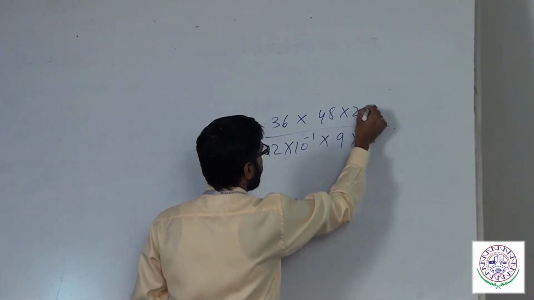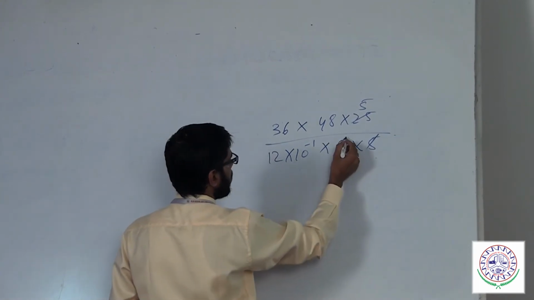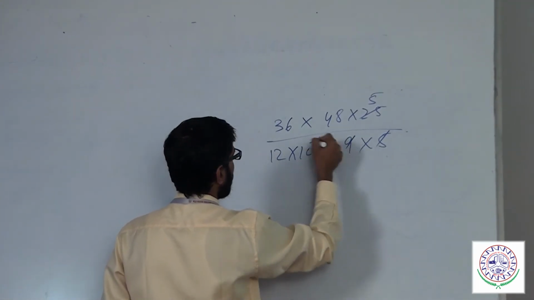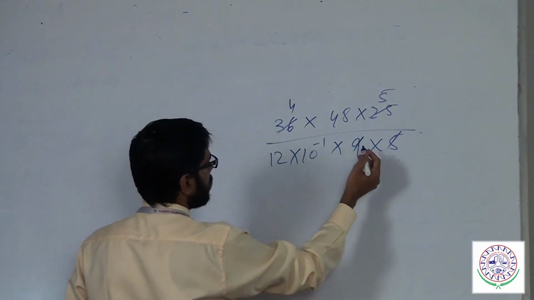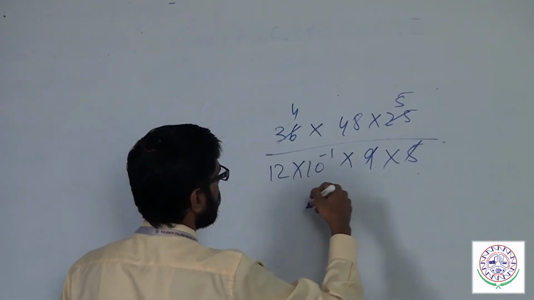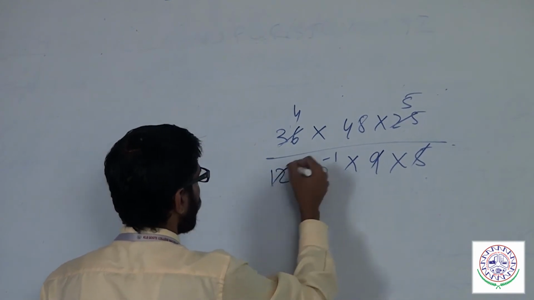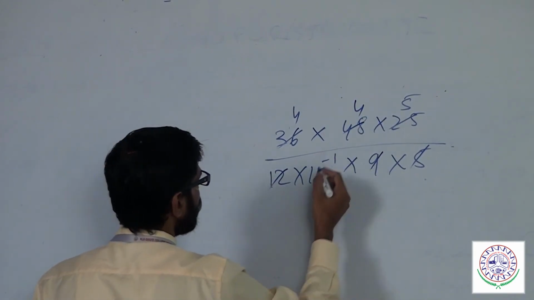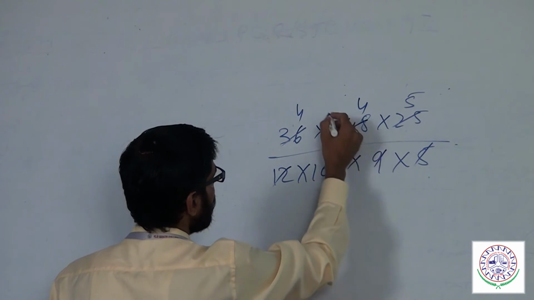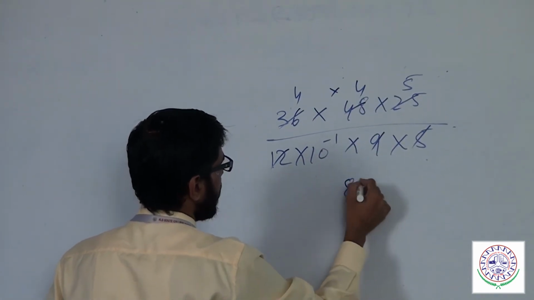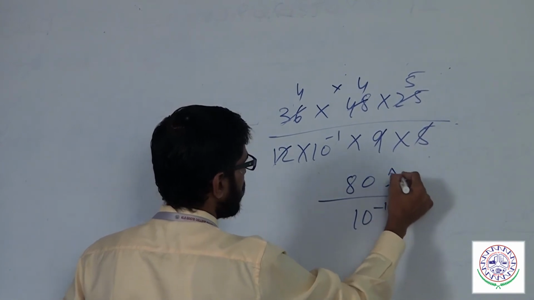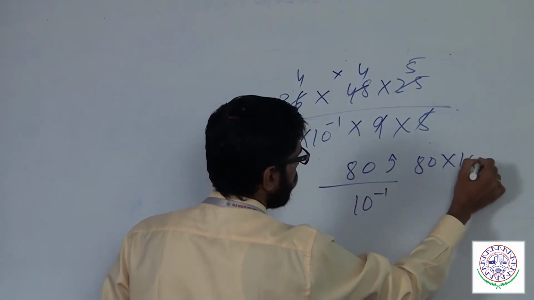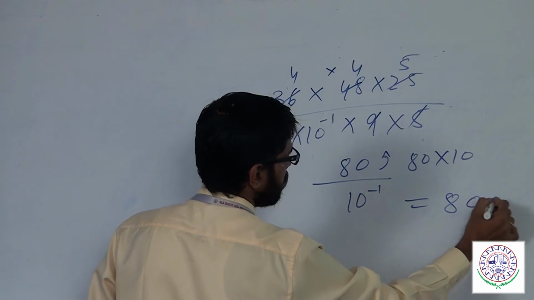If you cancel, 5 ones are 5, 5 fives are 25, so this will be 9. 9 ones are 9, 9 fours are 36, and 12 ones are 12, 12 threes are 36, so this will be 4 into 4, that is 16, 16 into 5 is 80, divided by 10 raised to minus 1. So if you take this up, it will become 80 into 10, which is nothing but 800.